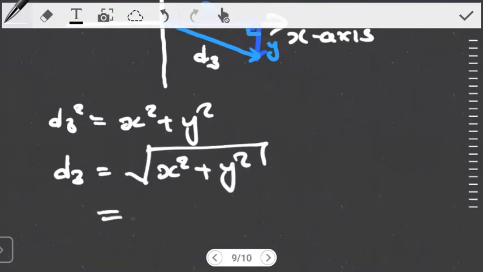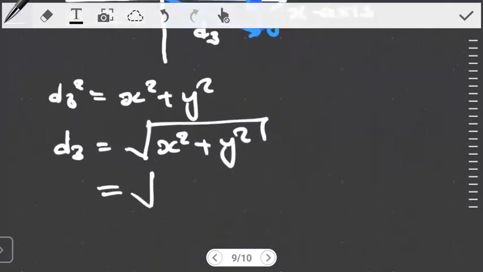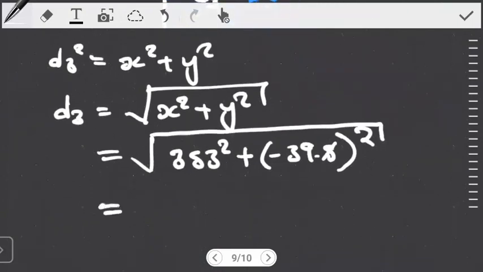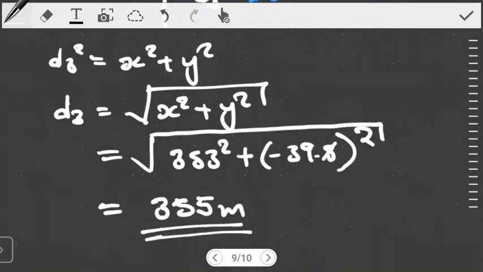Since we already know what x and y are, x we found it to be 353, so square that, plus the y component, we found it as negative 39.8. Notice the negative as well, it has to be squared since it's the entire component y, which is squared. Of course, everything under the square root, evaluate this, we get 355 meters as the magnitude of our vector d3.